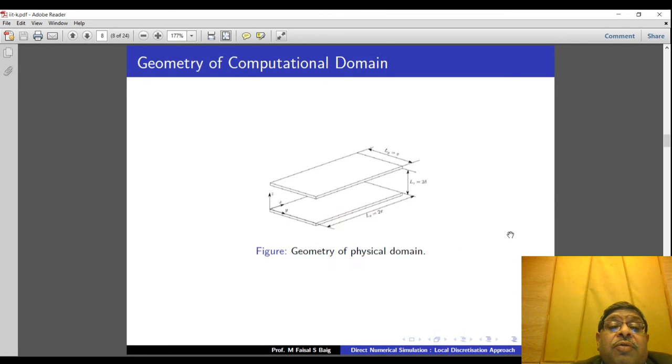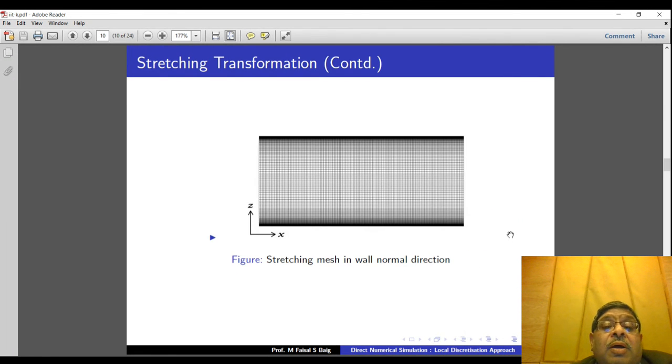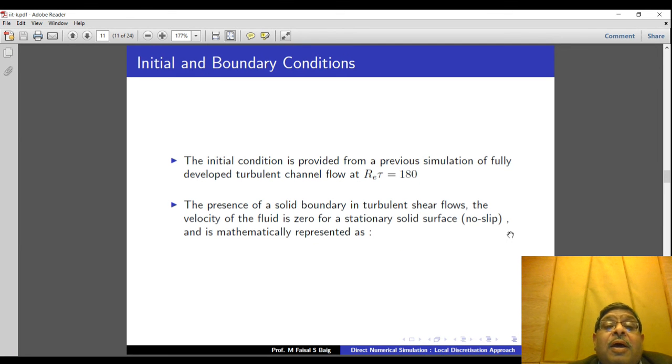And that's basically concerned with the stretching transformation that we have used in order to fit the grid over here. So the expressions can be seen from the slide. That's the stretched mesh in the wall normal direction. As you can see, there's a large proportion of finer mesh near the wall, and that's the initial and boundary conditions that we have used in the simulation.